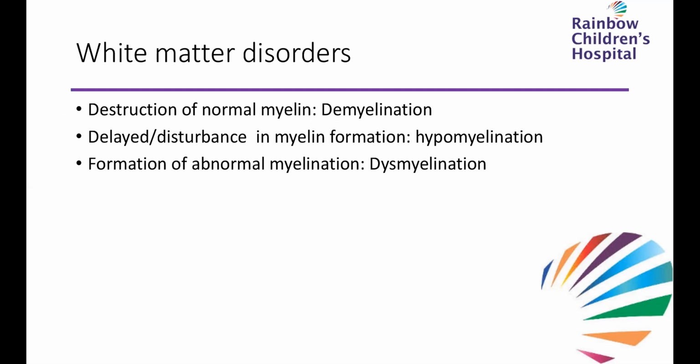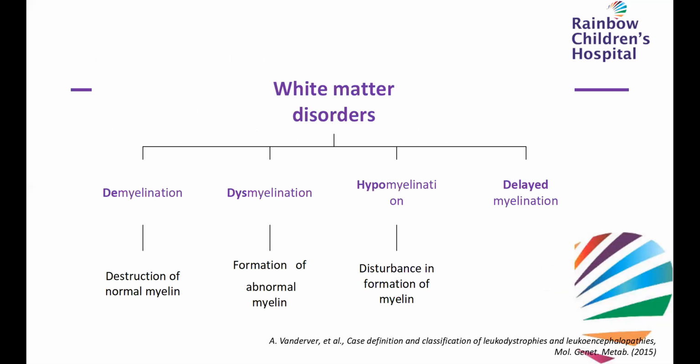So white matter disorders, when we talk about these, basically they can be demyelination, which is the destruction of normal myelin. They can be hypomyelination, in which there is a disturbance of normal myelin formation. Sometimes they can be even delayed myelination, in which the myelination is not progressing as per age as we expect it to be. And then there is an entity with dysmyelination, in which there is a formation of abnormal myelin. So what we are going to discuss today is basically these two disorders, which is dysmyelination and hypomyelination.